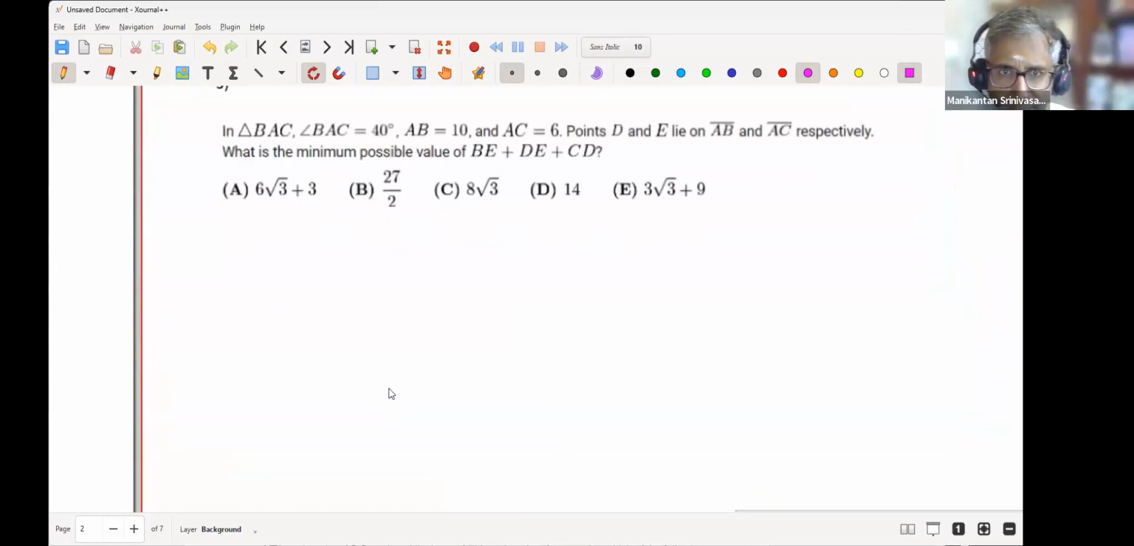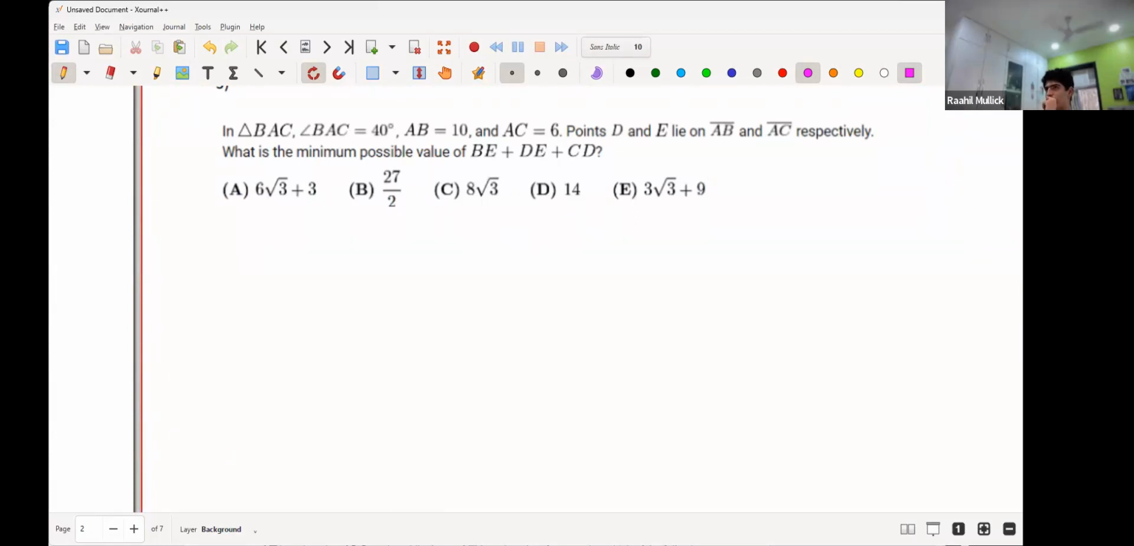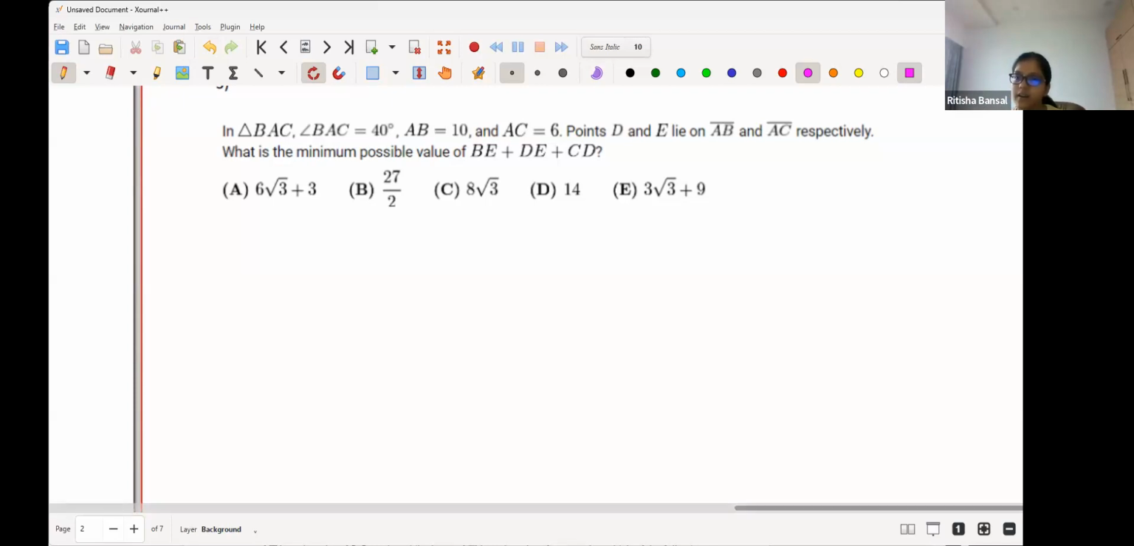In triangle ABC, was anyone able to get this one? Rahil, were you able to get this one? No, sir. Okay, Ritisha, how about you? So I got this. Okay. Briefly, can you describe what you did? So first I reflected C across AB, and then I reflected B across AC. And then for it to be the shortest sum, all of those points have to be collinear, and then you have that application of the law of cosines, and then you can solve it.